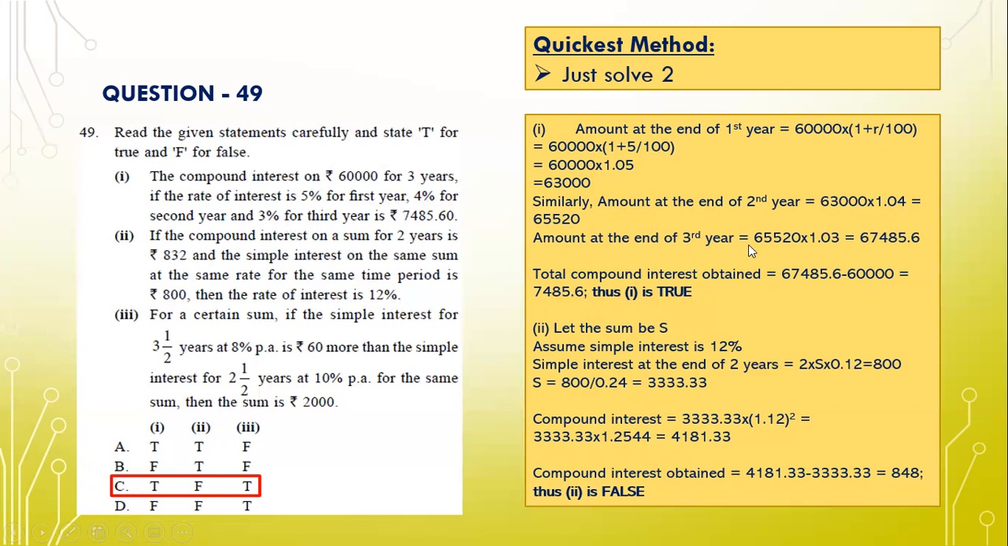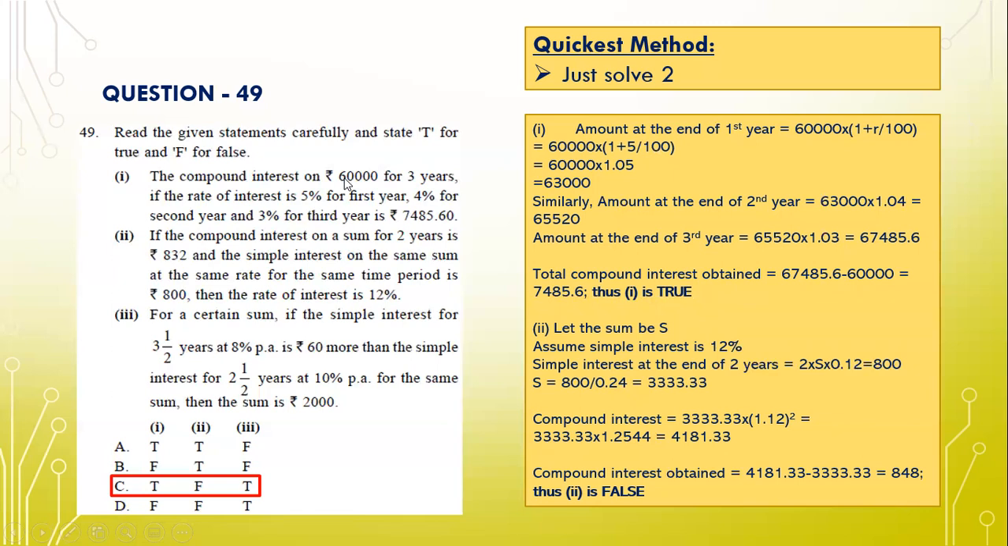Again, for the third year, it is 65,520 into 1 plus r upon 100. What is the rate of interest for the third year? So 1 plus 3 upon 100. 3 upon 100 is 0.03. So 1 plus 0.03 is 1.03. So 65,520 into 1.03 is 67,485.6.